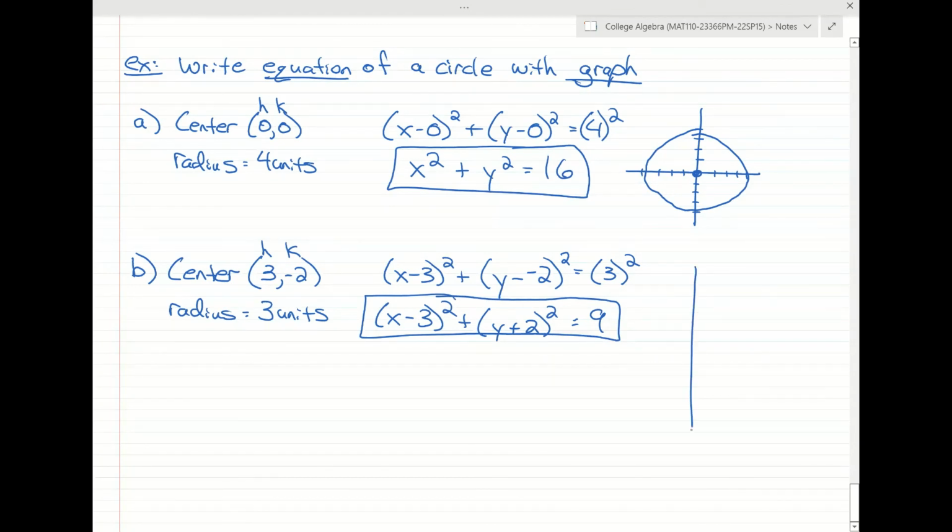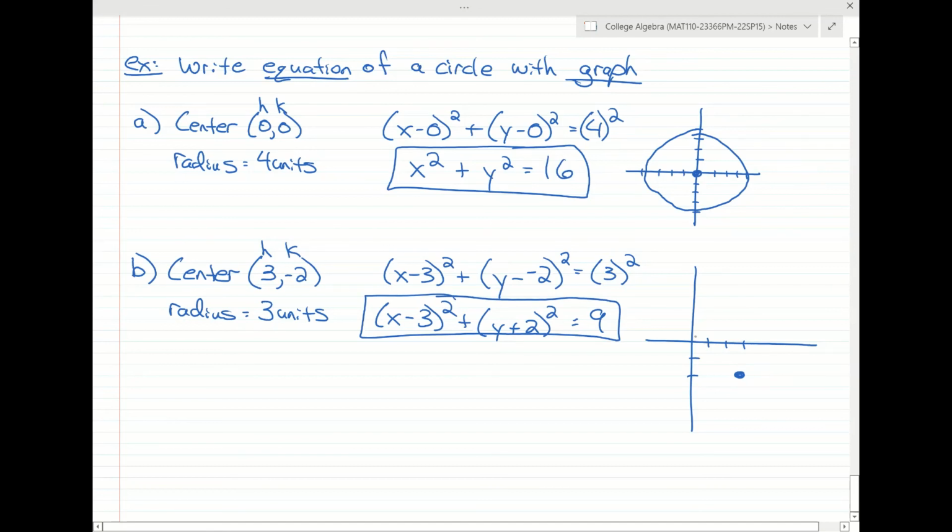When we go to graph it, the center is going to be at 3, negative 2. The radius is 3 units. You just go up 3, to the right 3, down 3, and to the left 3. And then try to connect them as smoothly as you can.